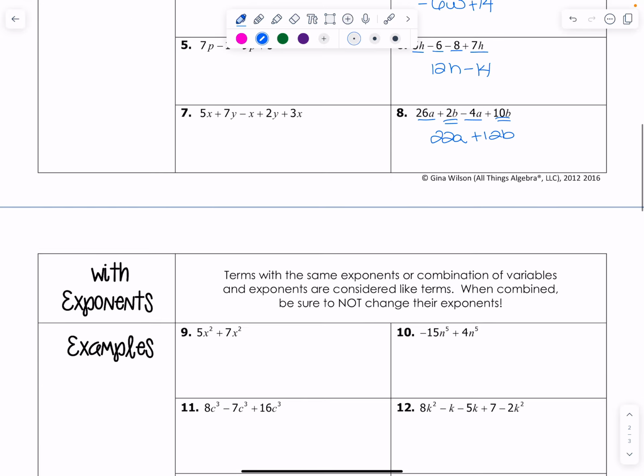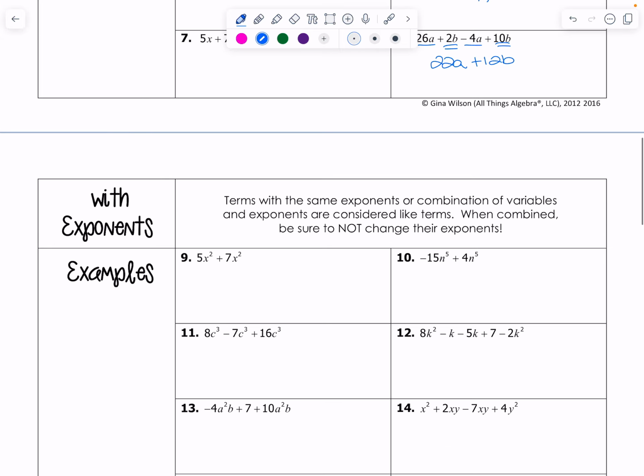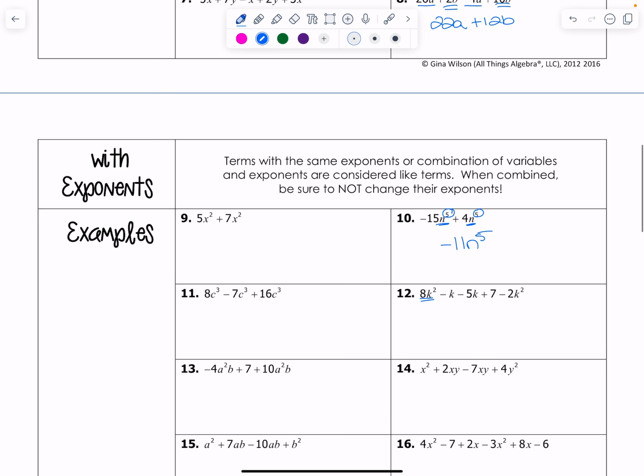Okay, and really, when you combine like terms, all you're really doing is you're just counting, right? And then when you do combine like terms, they have to have the same exponent. So both of these are n to the fifth, so this gives you a negative 11n to the fifth. I can combine my k-squareds.